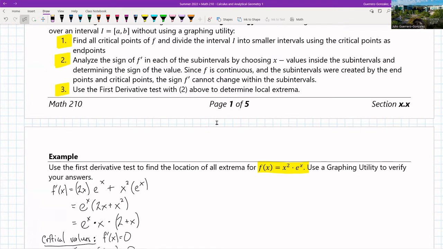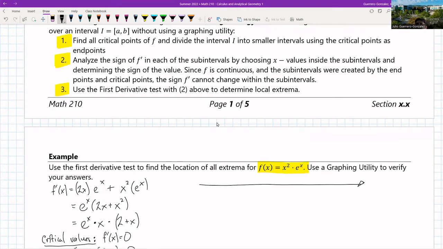We need to now divide the interval, right? In this case, no interval is given, so I'm going to use all real numbers. I'm going to use the critical values to divide up all real numbers into smaller intervals, and we'll analyze the derivative on each one for step two. Okay, so what do I mean by that?